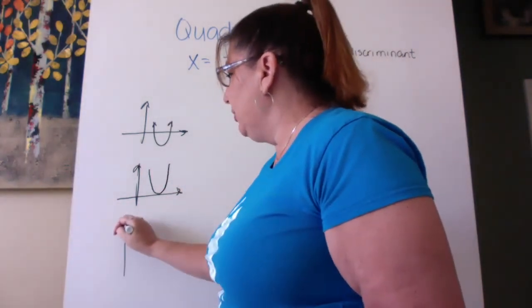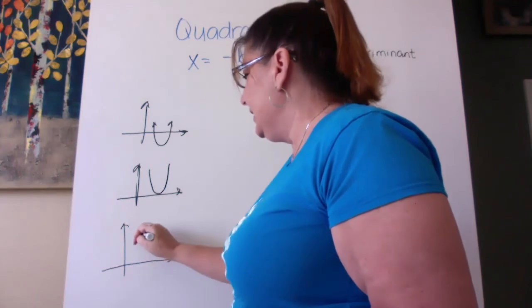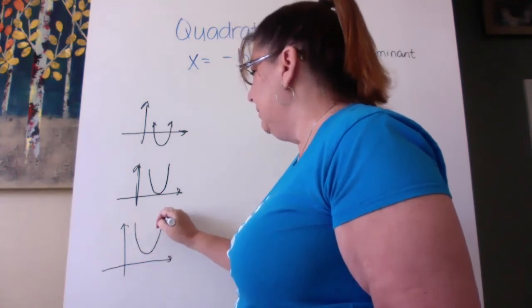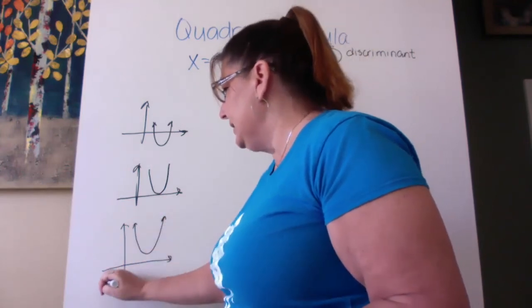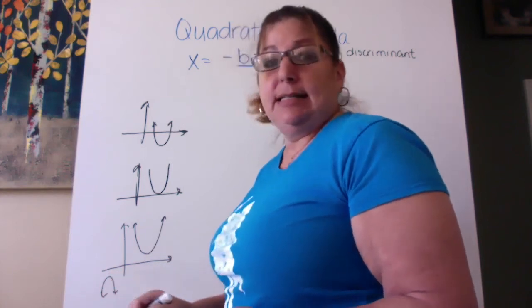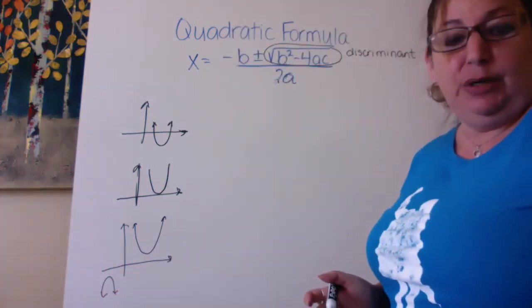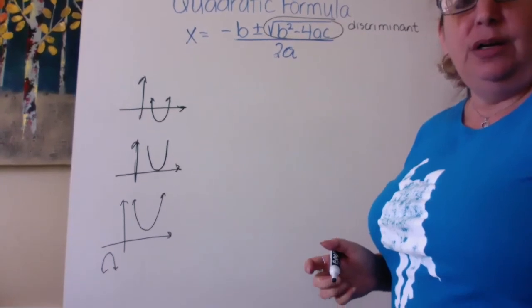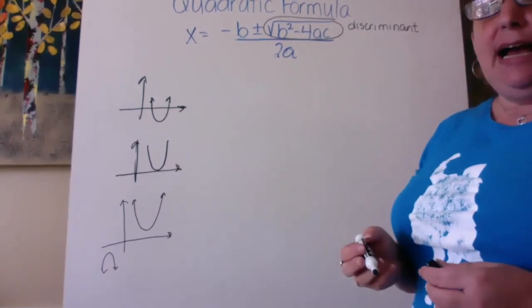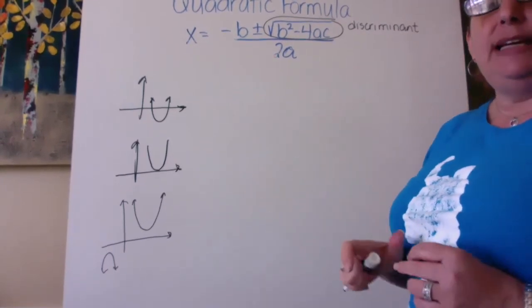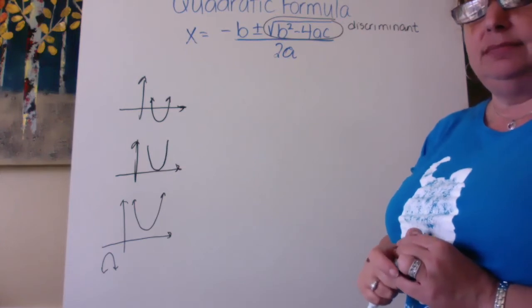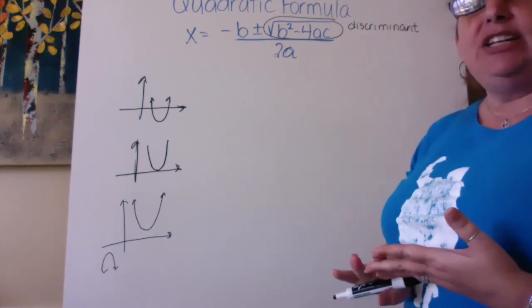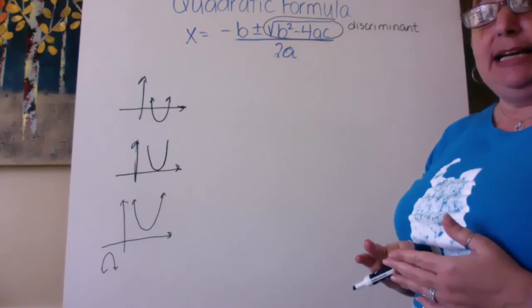Or does my parabola not touch the x-axis at all? Is it above or below the x-axis? Because those are possibilities too. So I want to know how many solutions I have. I don't have to solve the whole shebang. I can just look at the discriminant and I can tell.